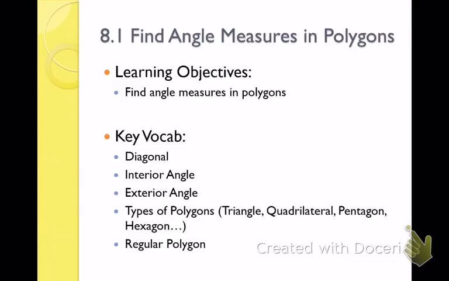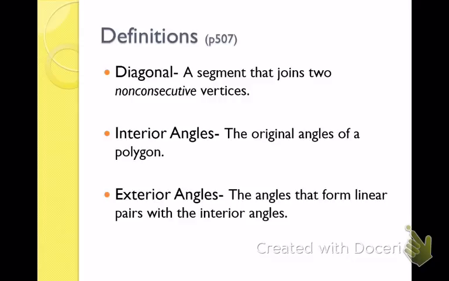Okay? And you can see some vocabulary terms you're definitely going to want to make sure that you know from this section: diagonal, interior angle, exterior angle, the different types of polygons, and then what a regular polygon is. Okay? So first up, diagonals. A diagonal is a segment that joins two non-consecutive vertices. Non-consecutive meaning, not in order, not one after the other, and we'll talk a little bit about that and how that pertains to the definition of a diagonal.